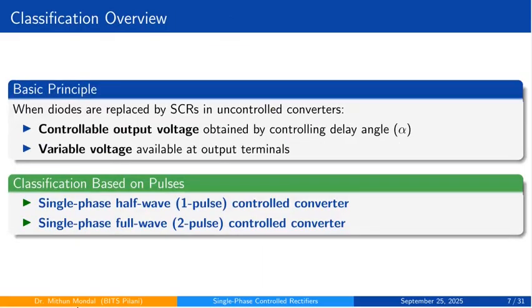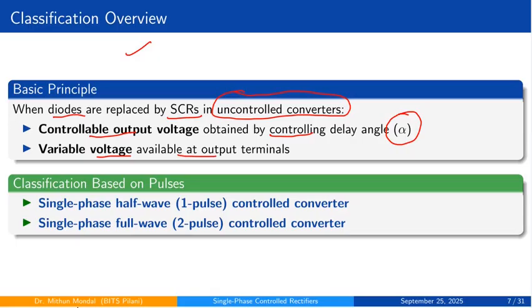So, the classification overview of these rectifiers. When we were using diodes, we had the uncontrolled rectifiers. Now the diodes will be replaced with SCRs, and hence we will get a controlled output voltage, which is obtained by controlling the delay angle alpha. The variable voltage which is available at the output terminal will be used for different industrial applications.